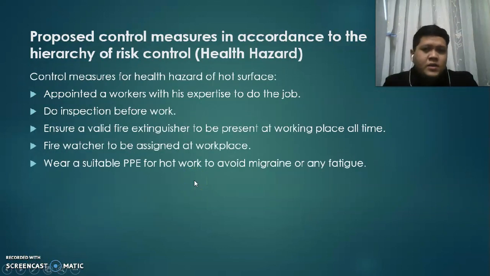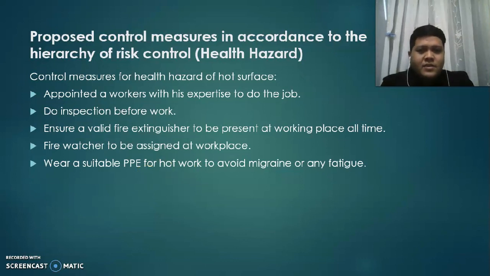So the control measures in accordance to the hierarchy of risk control for health hazard. The control measures for the health hazard of hot surface can be appointing a worker with expertise to do the job, doing inspection before work, ensuring a valid fire extinguisher is present at the working place at all times, a fire watcher assigned at the workplace, and wearing suitable PPE for hot work to avoid migraine or any fatigue.